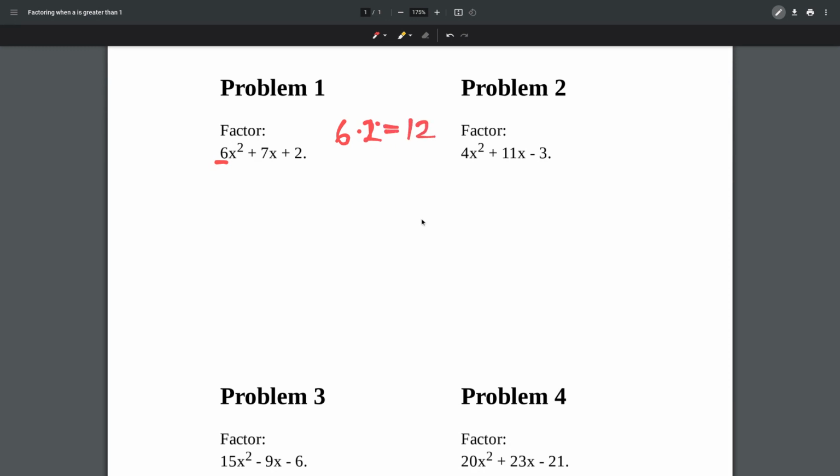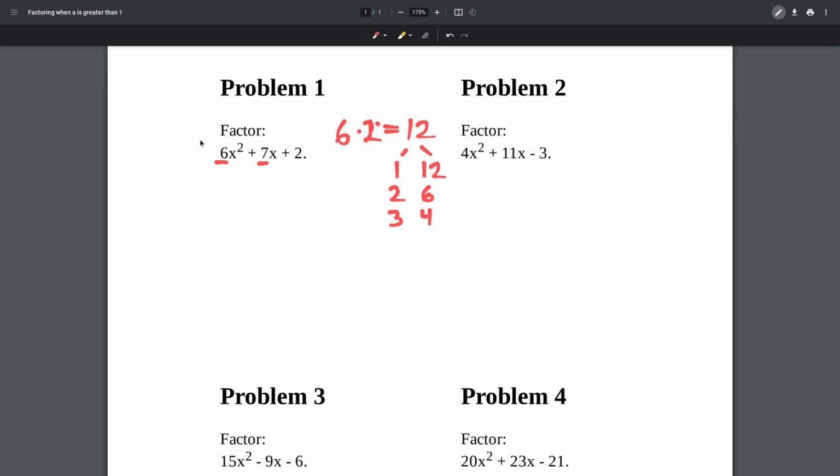Okay, and then we're going to list the factors of 12, and we're going to find the pair of factors that adds up to this coefficient here in front of x, so that adds up to 7. So I could start listing them out. I could do 1 times 12, but that adds to 13, so that doesn't work. I could do 2 times 6, that adds to 8, a little bit closer. But 3 times 4, I go, oh, okay, that works.